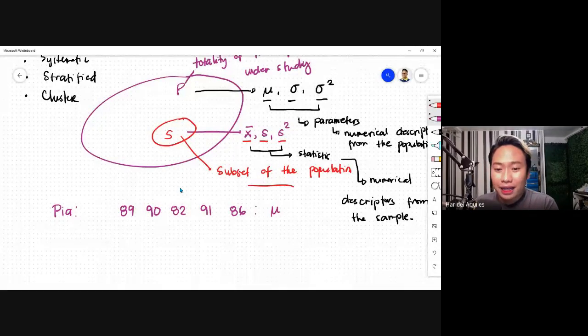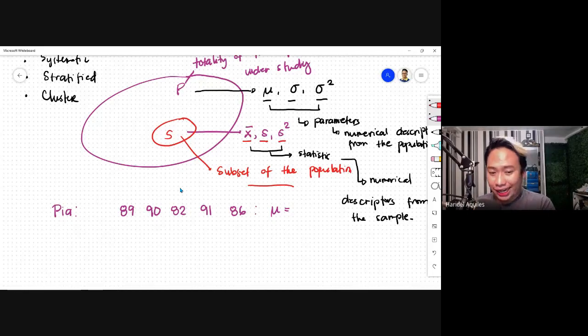Now, if you want to solve for the population mean, take the sum of 89, 90, 82, 91, and 86, divided by 5. You would get 438 divided by 5. The answer is 87.6. This is the population mean. This is what we solved here, and that's why I am using this symbol.